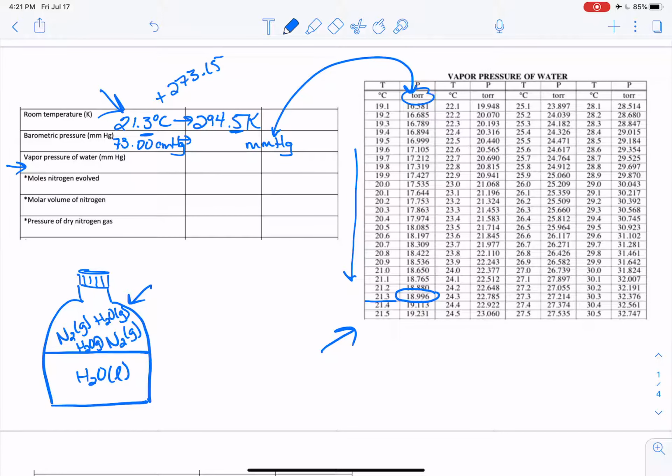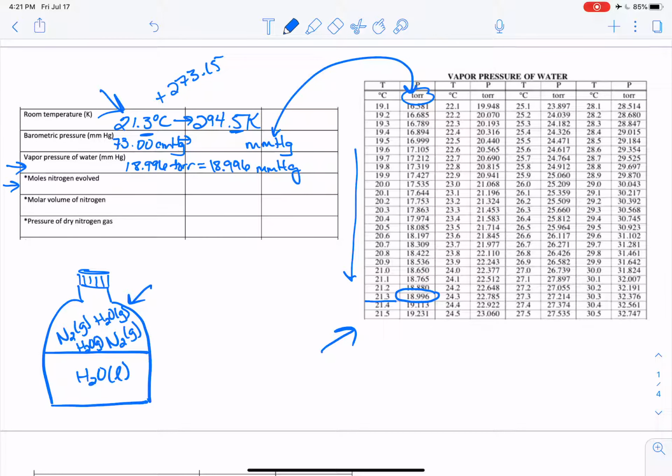18.996 torr. Okay, so we've got 18.996 torr, and that's going to be what in millimeters of mercury? Really super easy conversion. That's going to be 18.996 millimeters of mercury, okay? Now, the next slide says moles of nitrogen evolved.